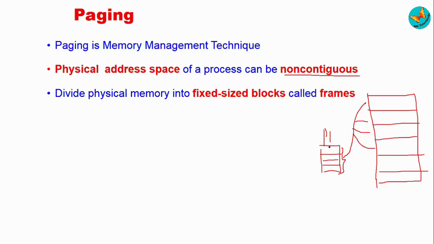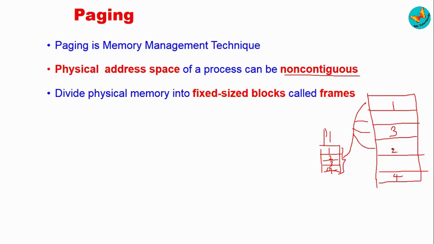Means what? Suppose here this process P1 has first 1, 2, 3, 4. Suppose I number them. So 1 may be put here, then 3 may be put here, 2 may be put here, and here may be put the 4th requirement. So what we are actually doing is that the physical address space of a process can be non-contiguous. They can be put in any part of the RAM.